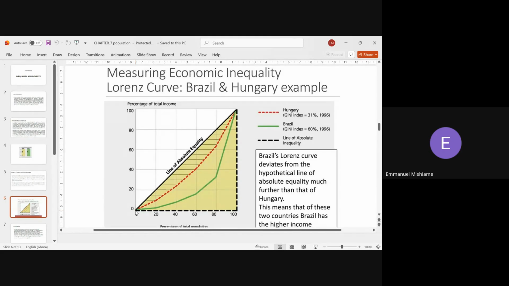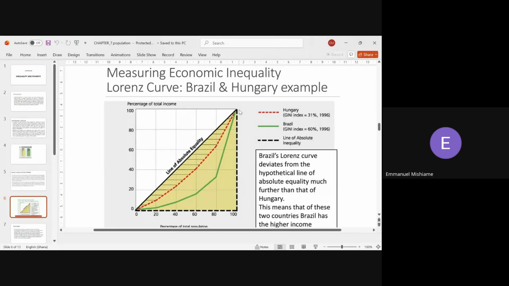The second thing that you should see is that there is a perfect triangle that has been formed as a result of the absolute equal distribution of income. Over here it is a straight diagonal line, but over here you can see it is dotted, and it forms a perfect triangle. Now, the red line indicates Hungary, and the green line is that of Brazil.